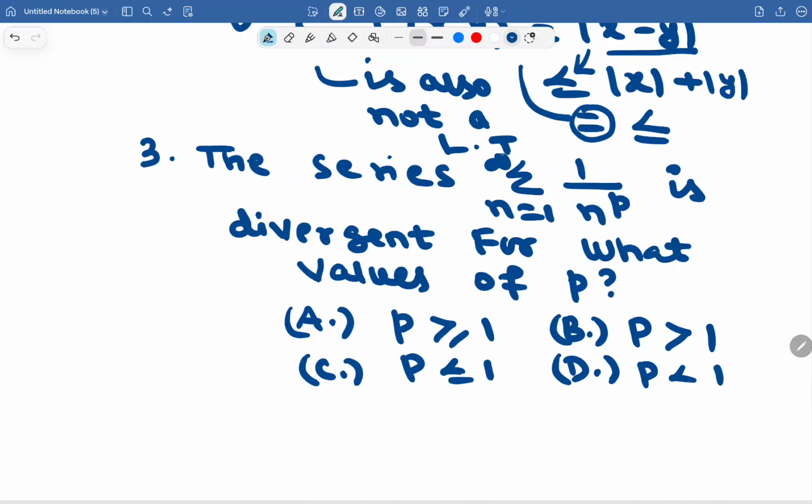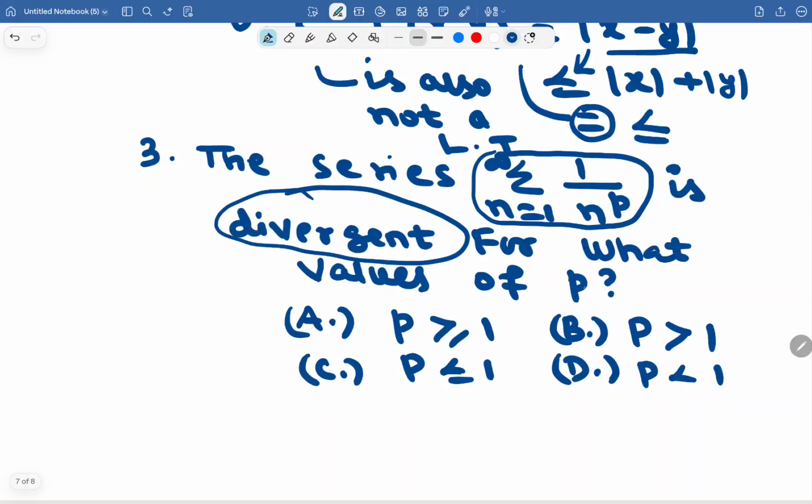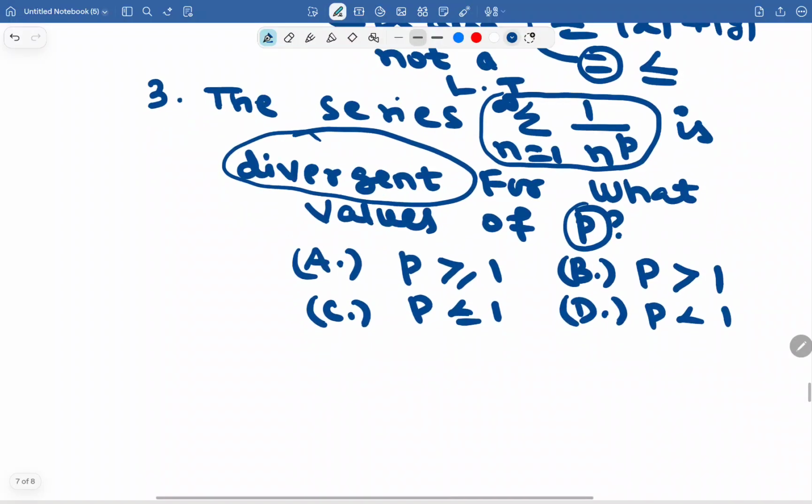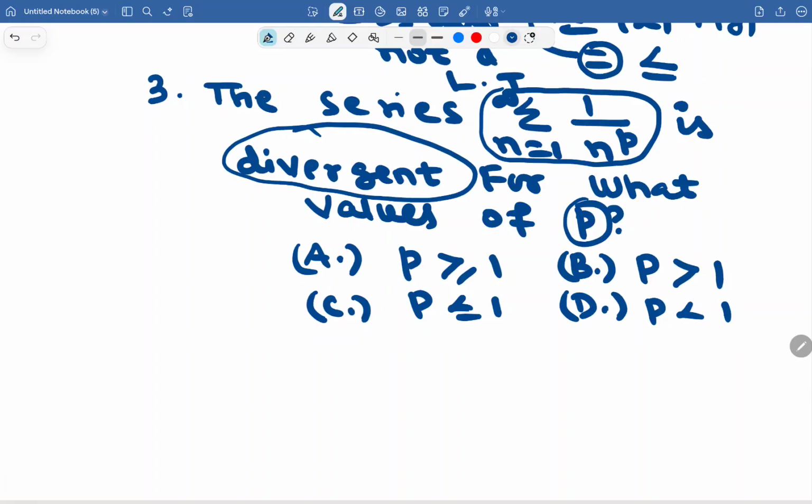The series is given as summation n equal to 1 to infinity 1 by n power p. The series is divergent for what values of p? Four options are given. Straight away by the p test we can say for what values of p it is convergent or divergent.